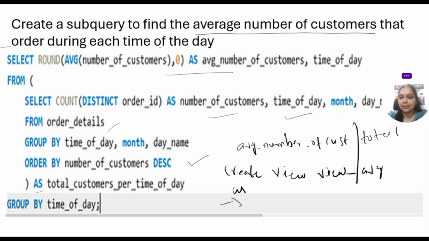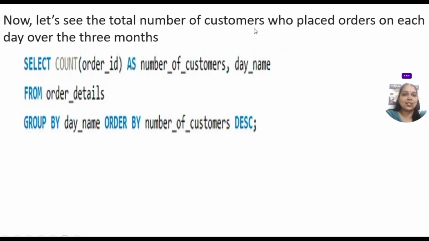Okay. Let us see the total number of customers who placed orders on each day over 3 months. Okay. So select count as number of customers. It's very simple. Day name from the orders. Group by the day name, order by number of customers ascending. Here, over the 3 months, who has placed the order.